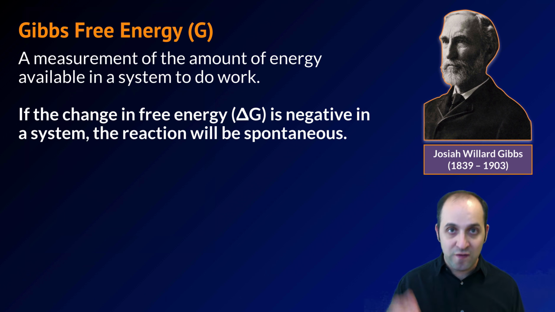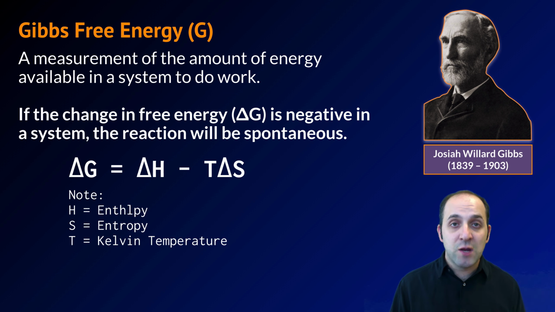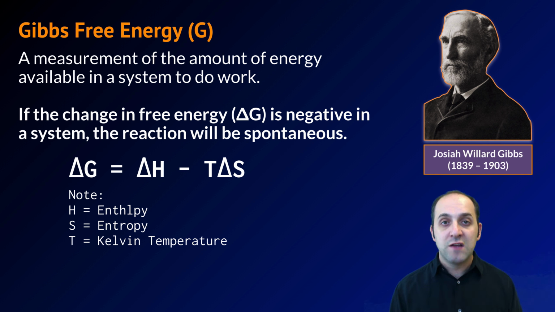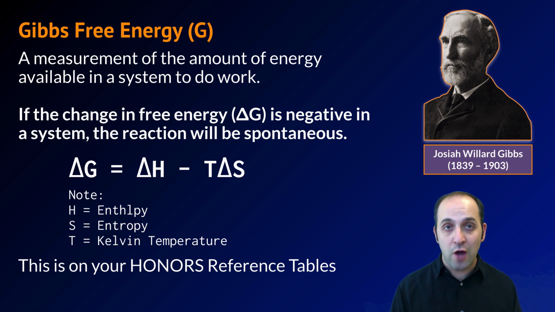And what Josiah Gibbs figured out was that this relates to the change in enthalpy, the change in entropy, and the temperature. The relationship that describes this is that the change in Gibbs free energy is due to the change in enthalpy, delta H, minus the product of the temperature times the change in entropy, or delta S. This equation is on your honors reference tables, so you have it if you ever need to use it. We're going to talk about how to use it right now.